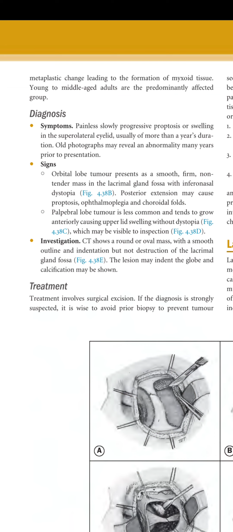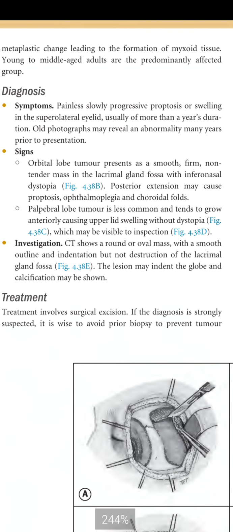So there is an orbital lobe tumor and a palpebral lobe tumor. The orbital lobe tumor presents as a smooth, firm, non-tender mass in the lacrimal gland fossa with infranasal dystopia. Posterior extension may cause proptosis, ophthalmoplegia, and choroidal folds. So whenever there is posterior expansion, it will compress the nerve. It can cause ophthalmoplegia as well. A palpebral lobe tumor is less common and tends to grow anteriorly, causing upper lid swelling without dystopia, which may be visible to inspection.